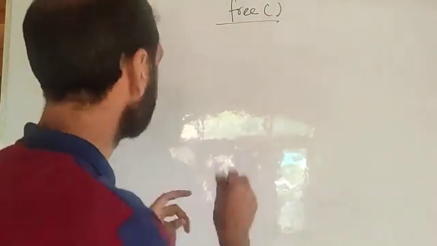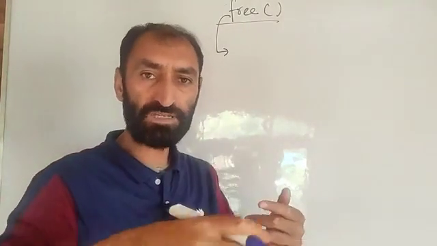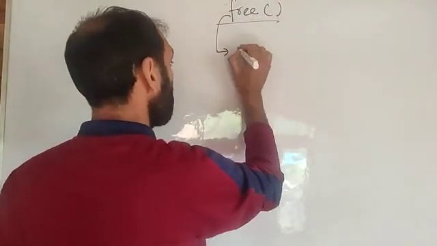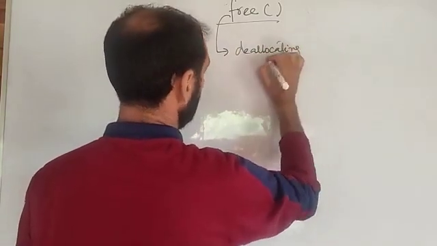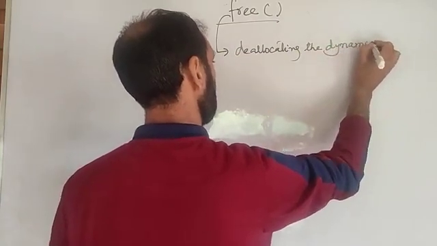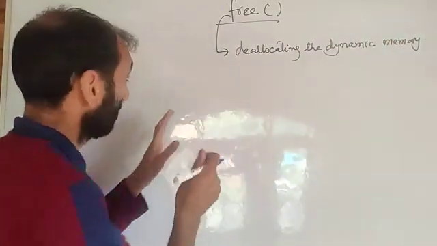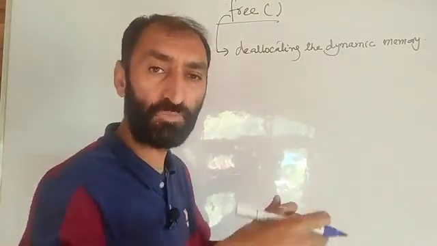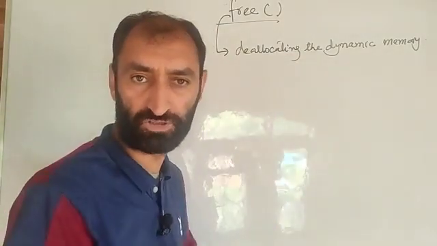What is the free function? First of all, this free function is used to deallocate the memory that has been allocated dynamically. That means we use this free function for deallocating the dynamic memory. Or we can say this free function is used to release the memory or to free the memory that has been previously allocated by using malloc, calloc or realloc function.